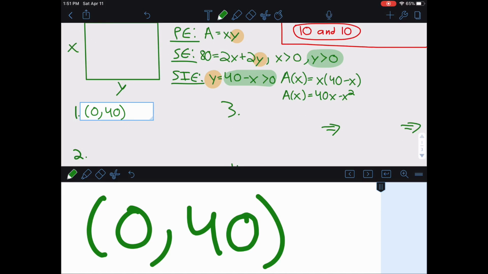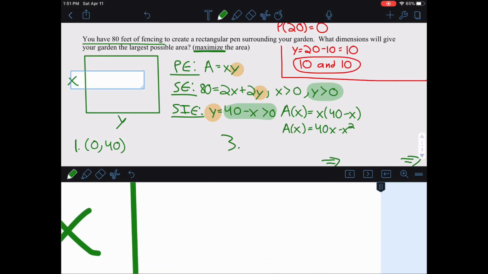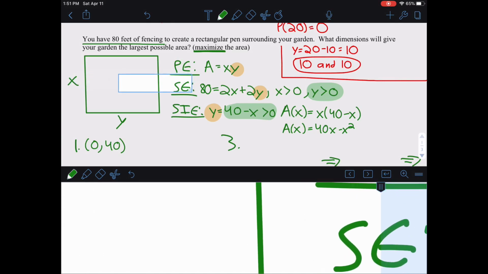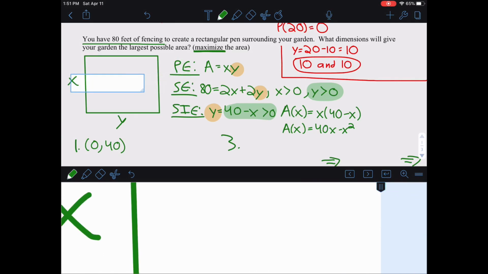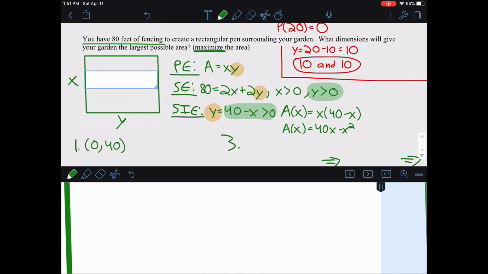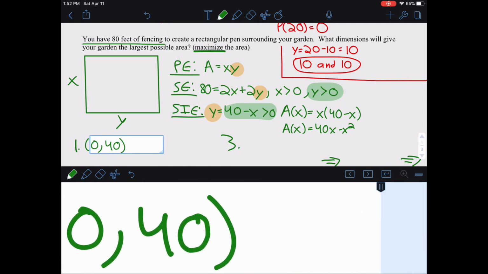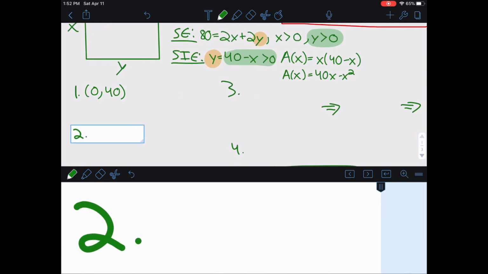Okay, and if you're still not sure why exactly it's 40, I want you to think about this. What if x was 41? If x was 41, then the opposite side would also be 41, and that would be a combined 82 feet of fencing, which means that the other two sides, the two y's, would have to be a combined -2 feet of fencing. That doesn't make sense, okay? So we can use some logic there as well to help figure out things like that. But that's step one.